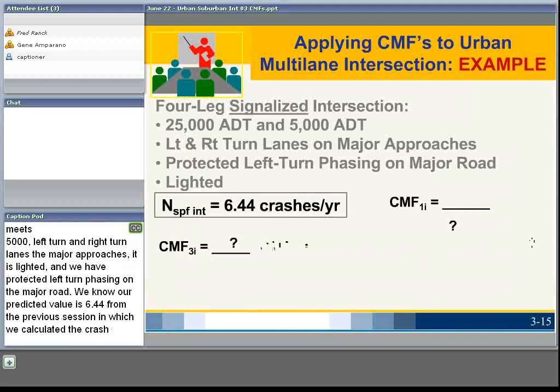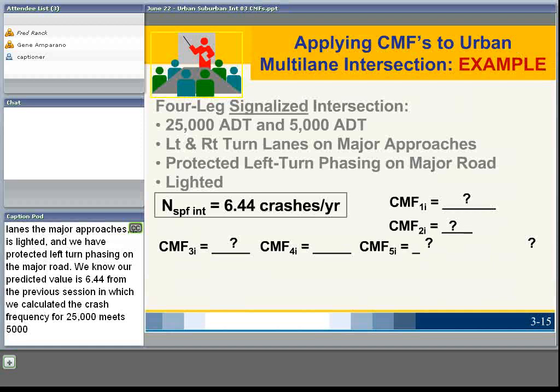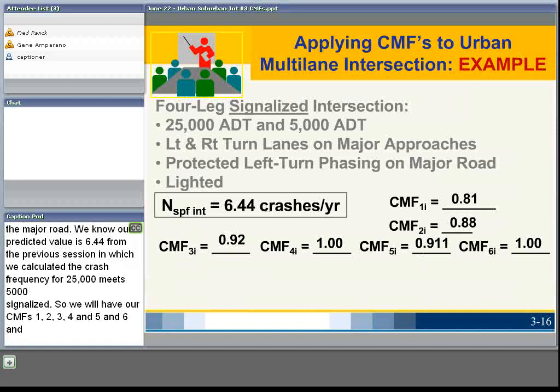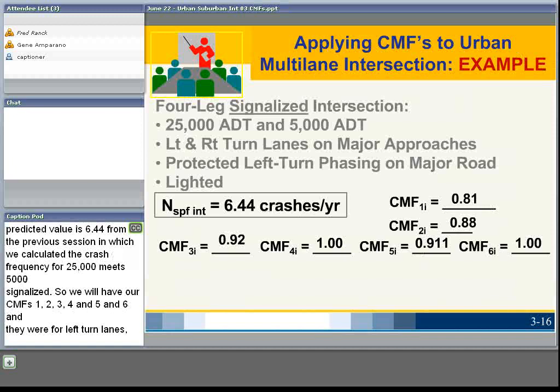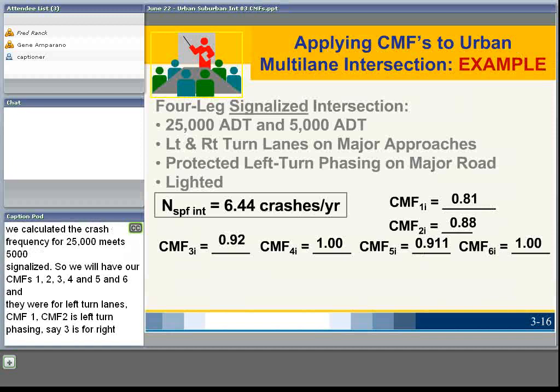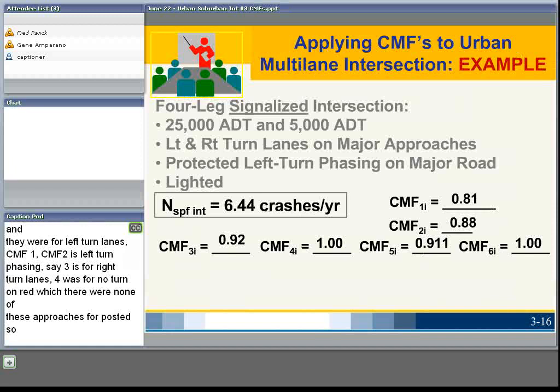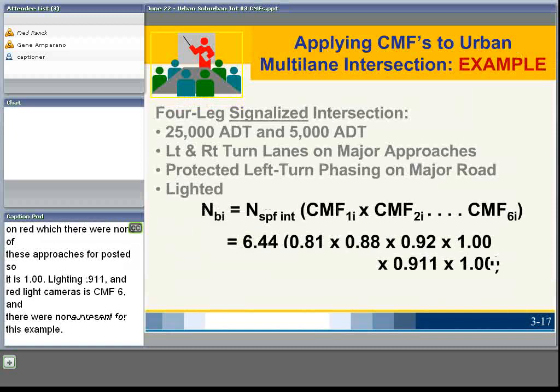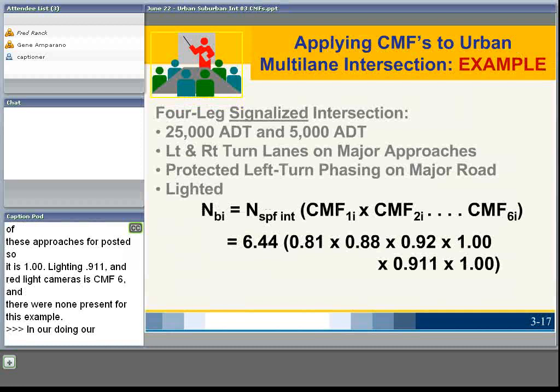So applying all of them together as an example, a 4-leg signalized intersection, 25,000 ADT major and 5,000 minor, left and right turn lanes on the major approaches. It's lighted, and we have protected left turn phasing on the major road. We know our predicted value is 6.44 from the previous session in which we calculated the crash frequency for 25,000 meets 5,000 signalized. So we will have our CMFs 1, 2, 3, 4, 5 and 6.